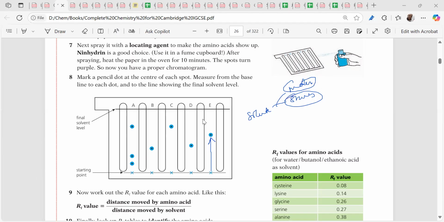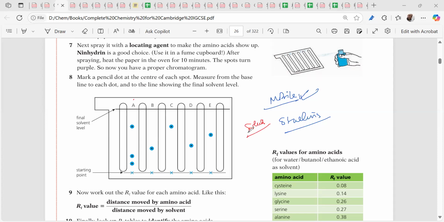Now my question is, if a solute has got more attraction forces in the mobile phase than the stationary phase, will it travel faster or slower? Zoom chat, go and answer. If the solute has got more attraction in the mobile phase than the stationary phase, will the solute travel faster or slower? Yes, faster.